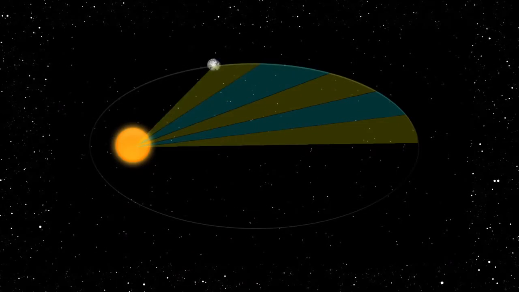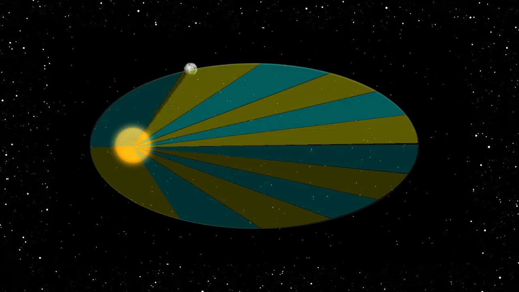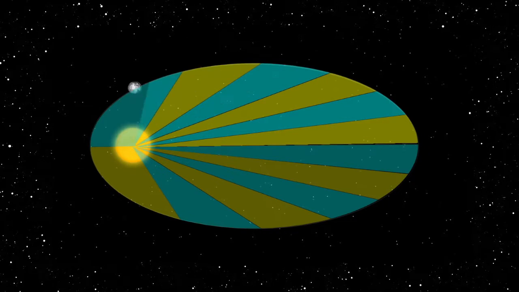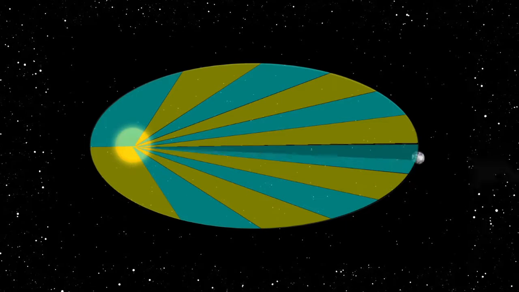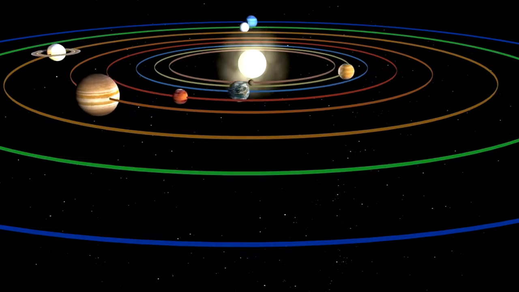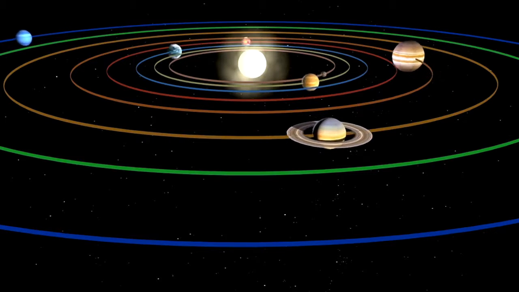If you draw a line, called the radius vector, from the center of the Sun to the planet, the radius vector will sweep out an area that is the same during the same time. So this is known as Kepler's equal area in equal time law. However, the planet doesn't move at a constant velocity, but it travels faster when it gets closer to the perihelion and moves slower when it gets closer to the aphelion.